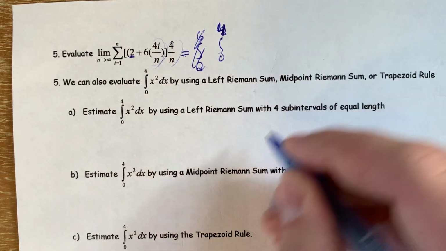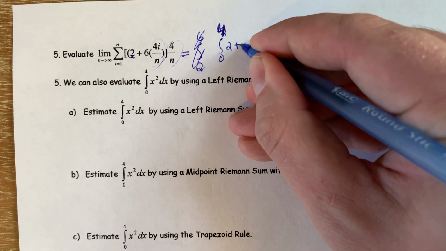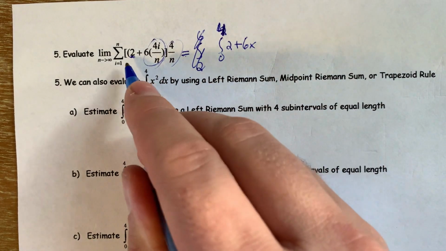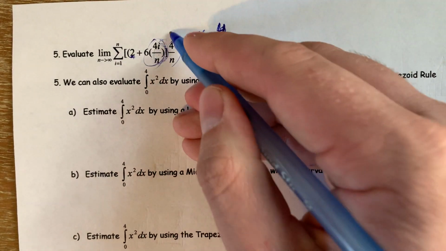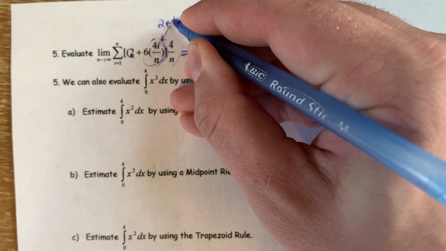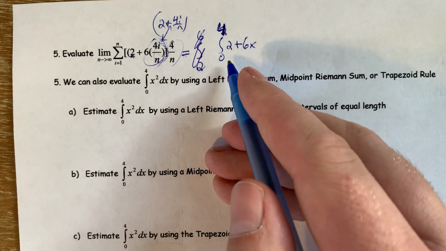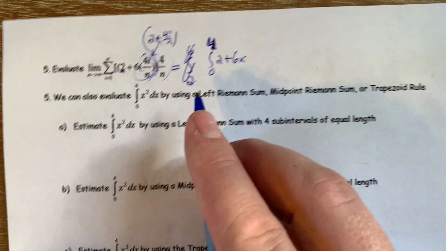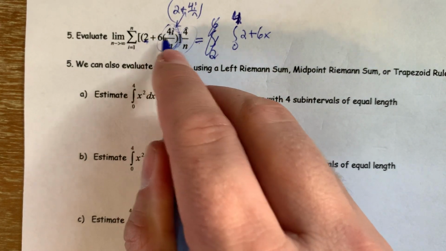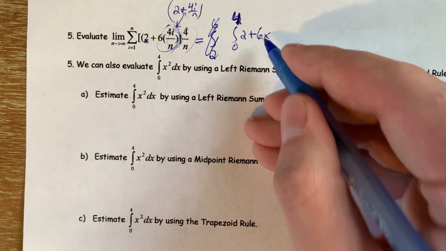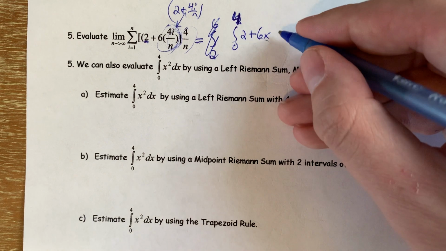The integral from 0 to 4 of 2 plus 6x. The reason that the 2 isn't adding with this x is that if this had been 2 plus 4i over n here, then it could be the integral from 2 to 6. But because the 2 is not where the x is, the 2 has to be separate. So 2 plus 6x. Okay?